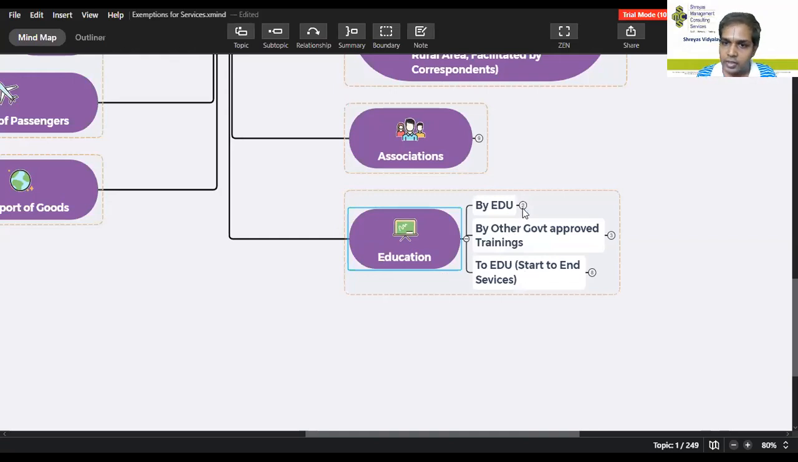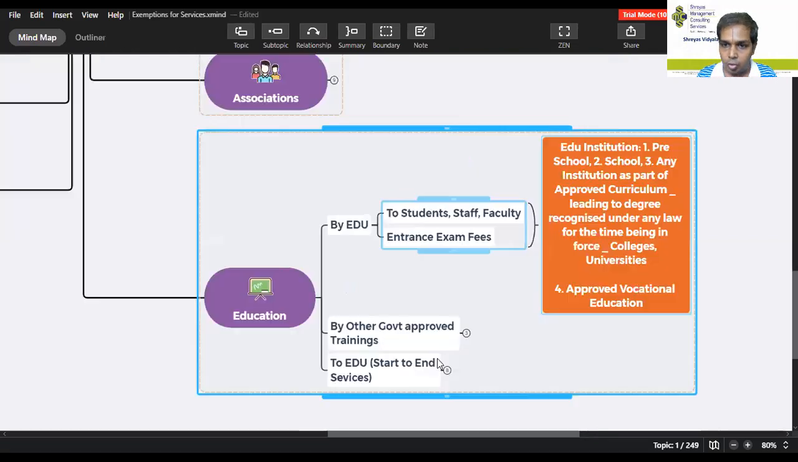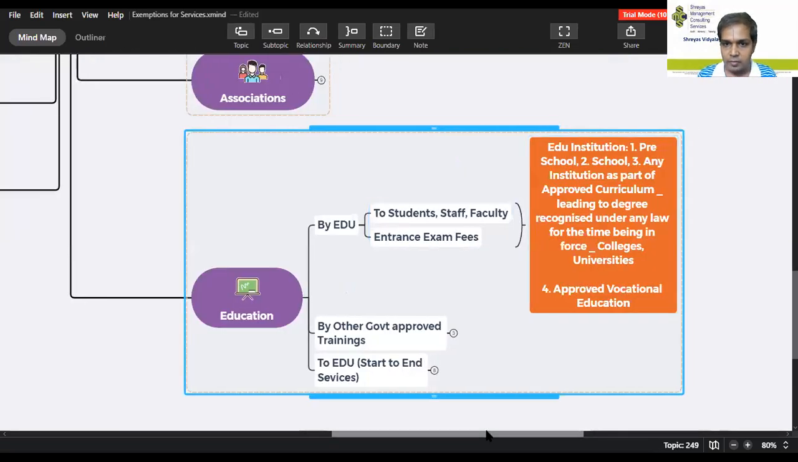And what is an educational institution, we discussed. We also discussed what type of services provided to whom are exempt. So that also was part of our discussions. So this is what we broadly discussed on the educational sector, and two educational institutions we discussed as a category.